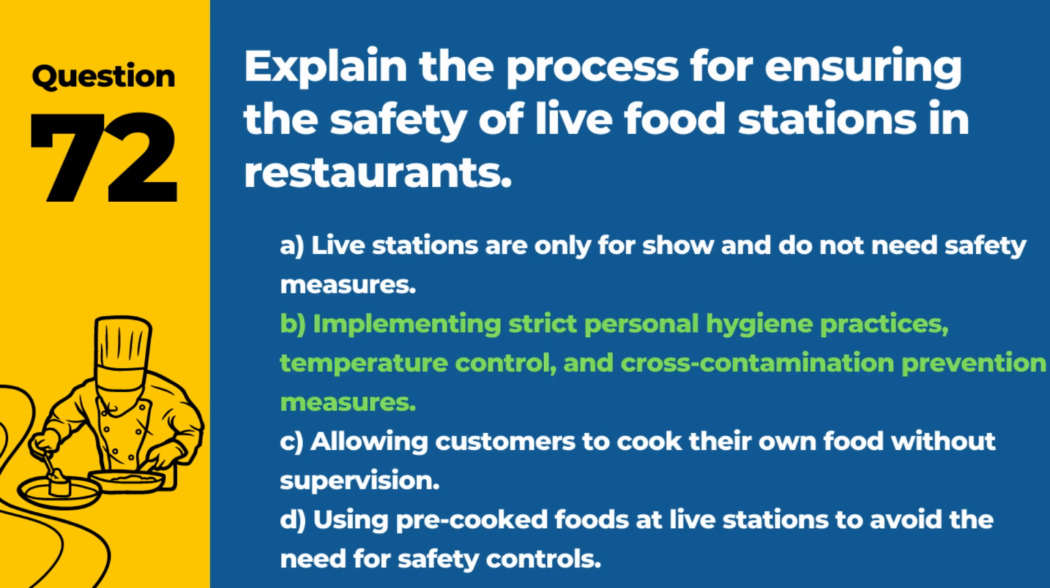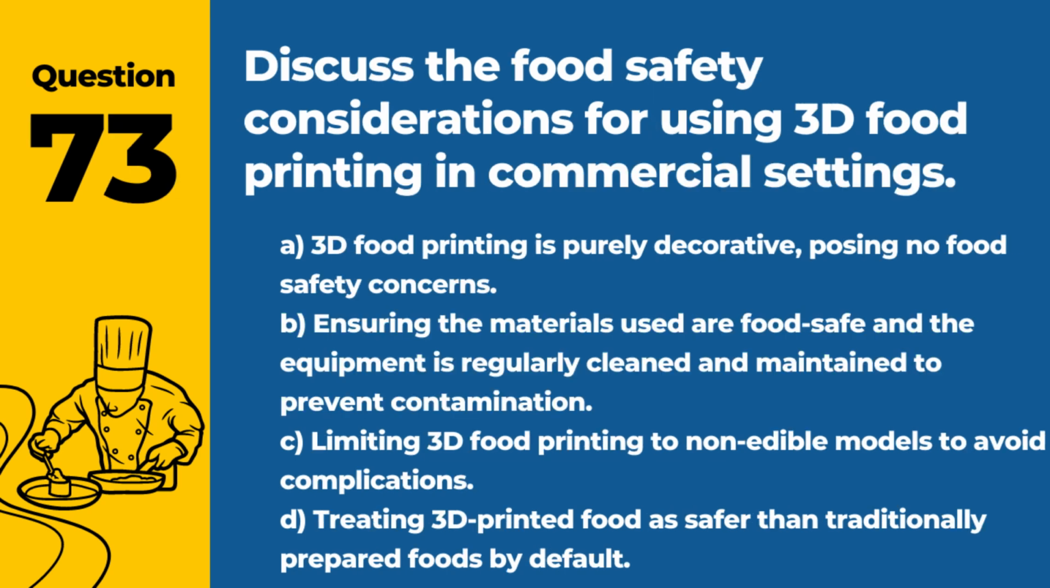Answer: B. Implementing strict personal hygiene practices, temperature control, and cross-contamination prevention measures. Live food stations require vigilant management of food safety practices to ensure that foods are prepared safely in front of customers. Question 73. Discuss the food safety considerations for using 3D food printing in commercial settings.